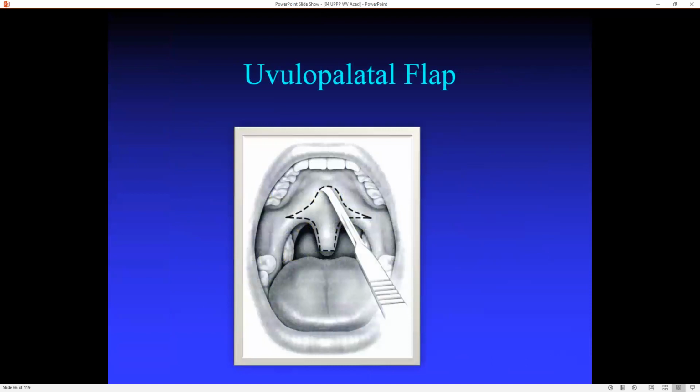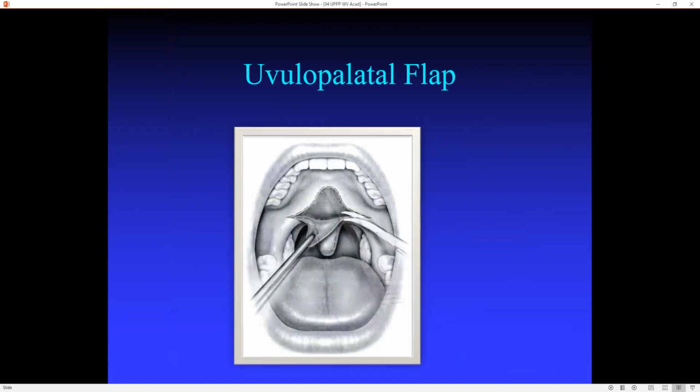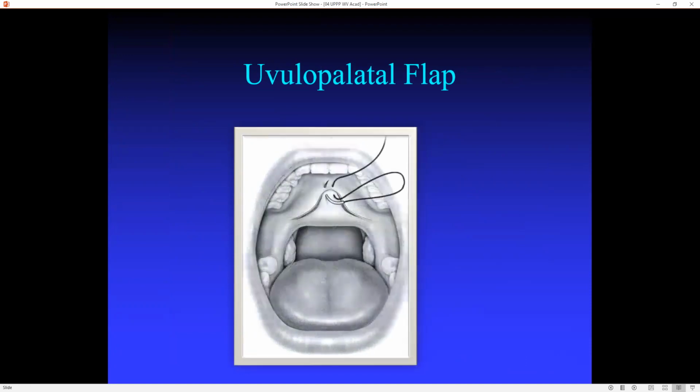So basically, you lift the uvula up onto the soft palate and you make an outline of what mucosa you're going to remove. And you could extend this laterally as a triangle to get you some anterior pull and elevation. So the mucosa comes off, and then you flip the uvula up and I put deep Vicryl sutures, maybe about 4 or 5 of them, and then close the mucosa with chromic without tension.